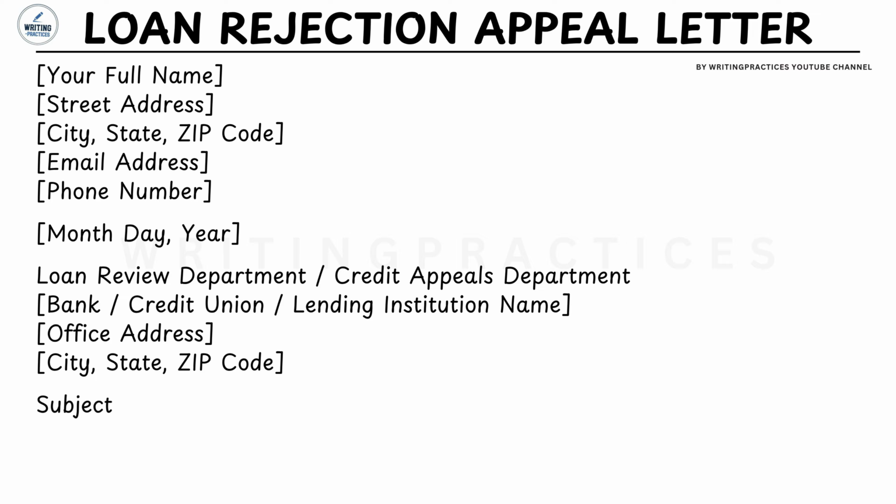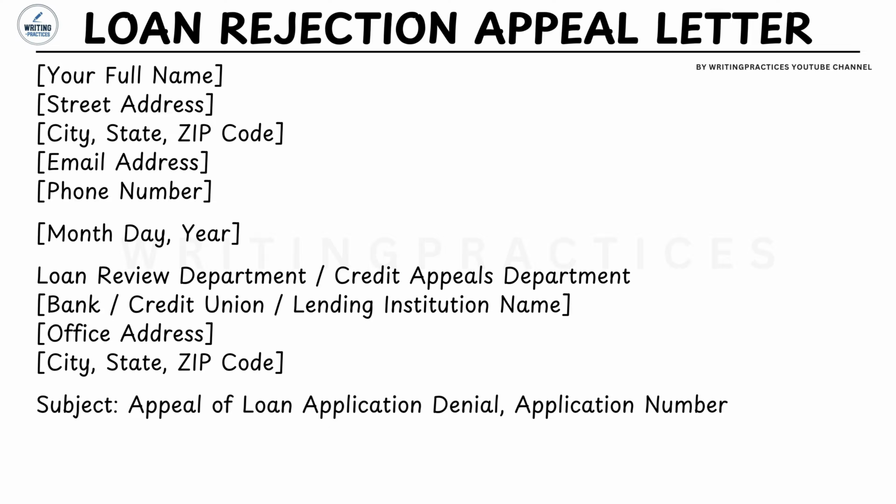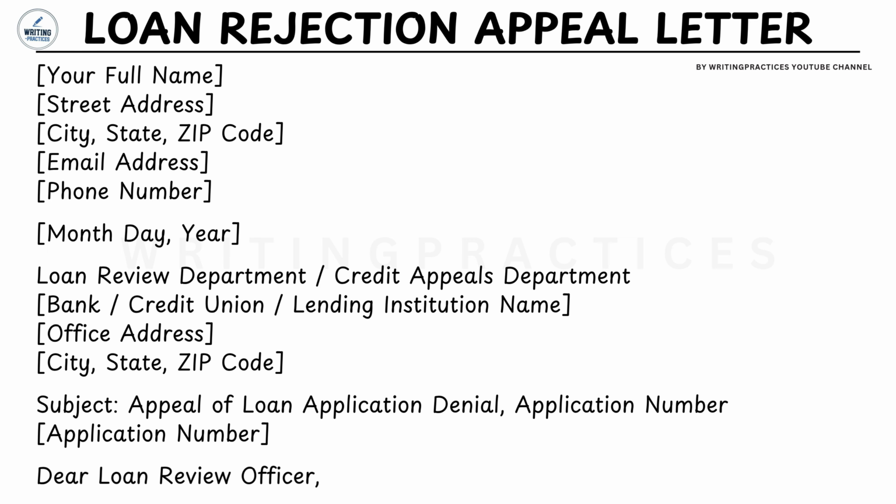Subject line. Now write a clear subject line. For example, subject, appeal of loan application denial, application number LN-2026-458913. The subject immediately identifies the purpose of the letter and references the exact application under review. Salutation, address the recipient professionally. For example, Dear Loan Review Officer. This keeps the tone formal and appropriate for financial correspondence.